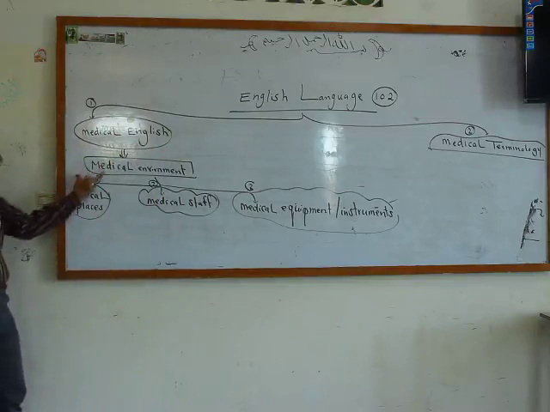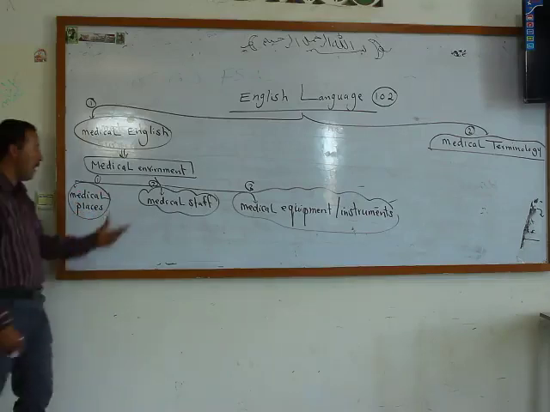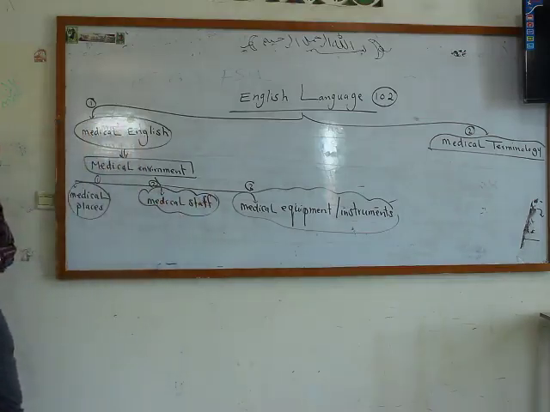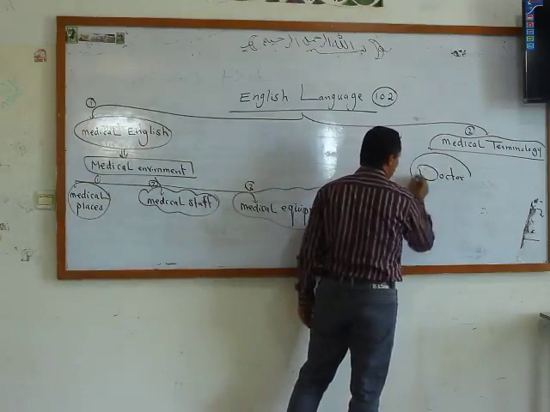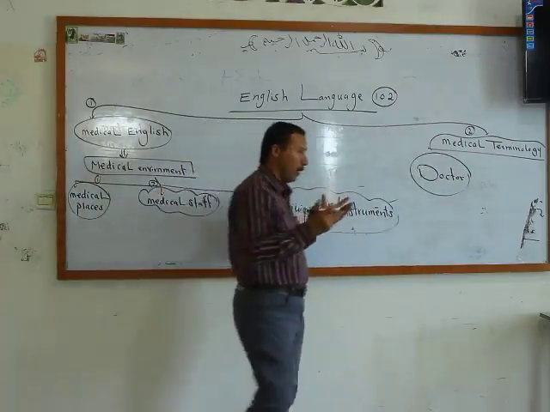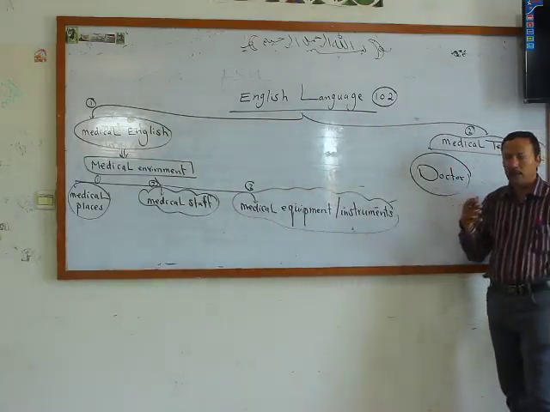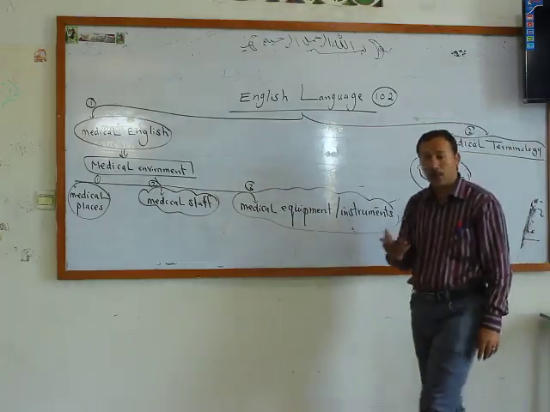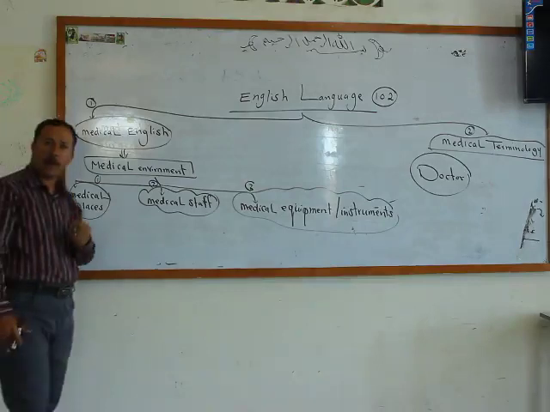We'll start with medical places, as we explained: hospital, dispensary, pharmacy, clinic, lab. Then number 2, medical staff. Staff means managers or names of doctors. Doctor is a general word, but doctor of what? For example, we have a surgeon, dermatologist, cardiologist, nurse, pathologist, hematologist, anatomist. These we call medical staff, those who treat diseases or illnesses.